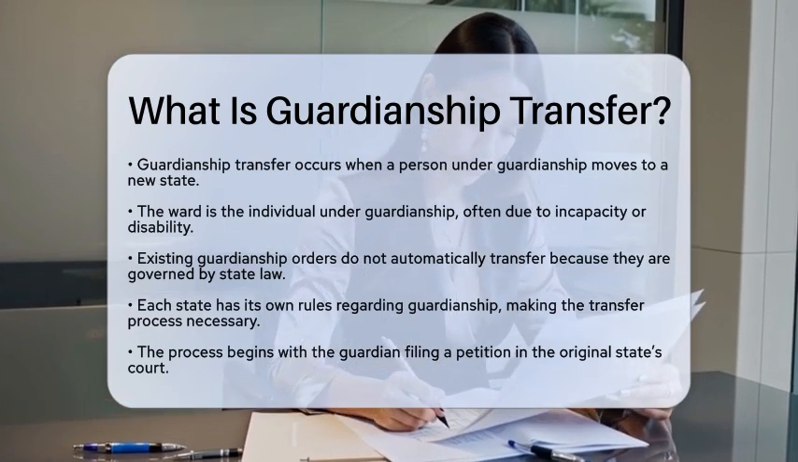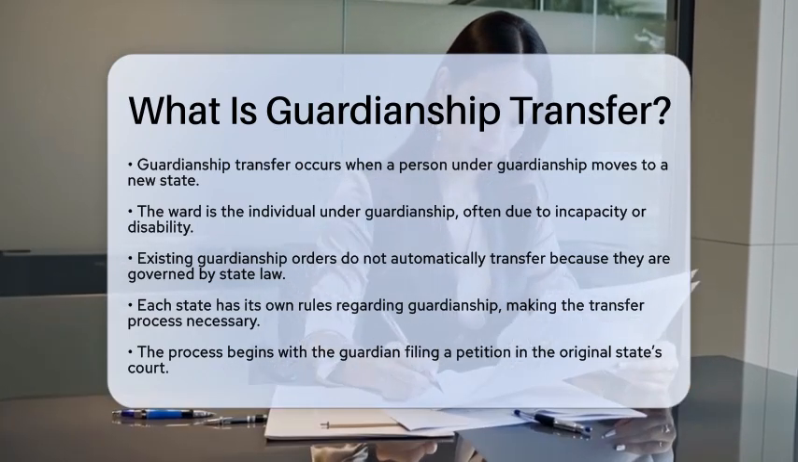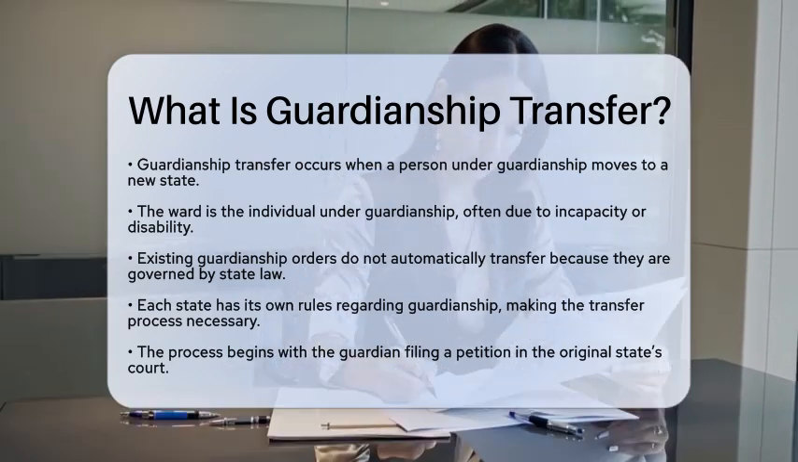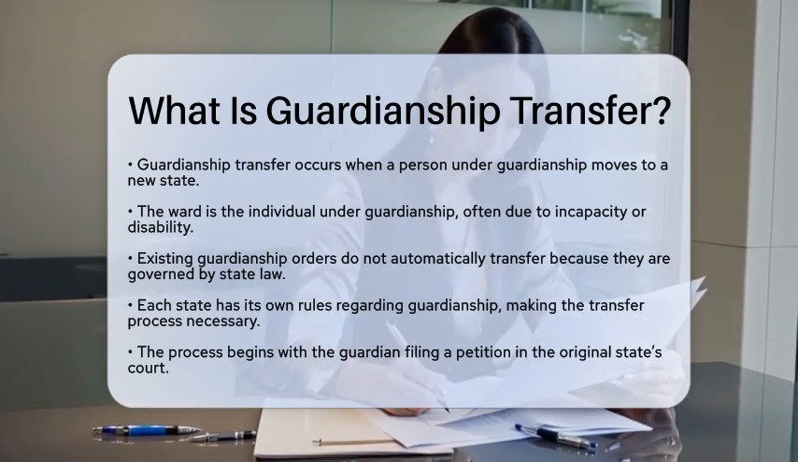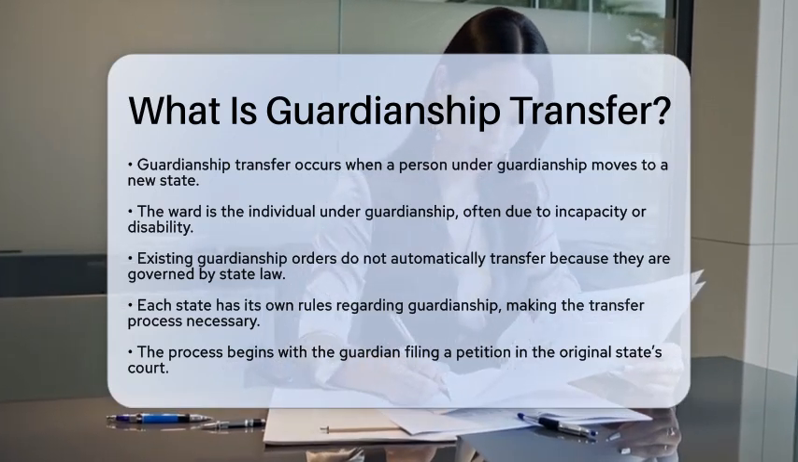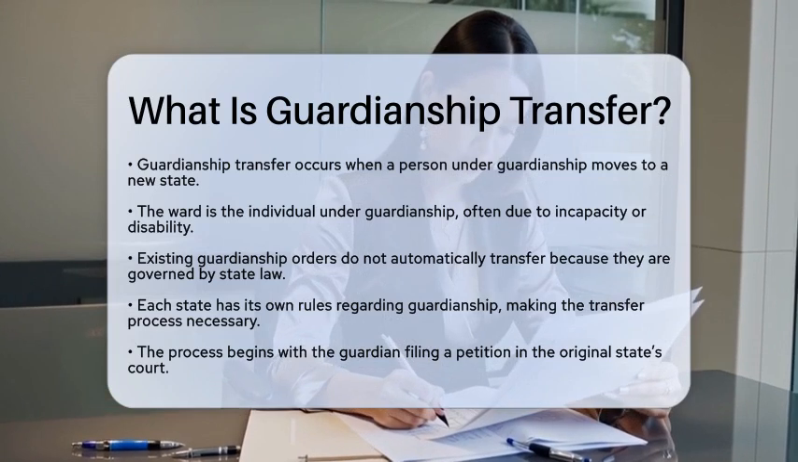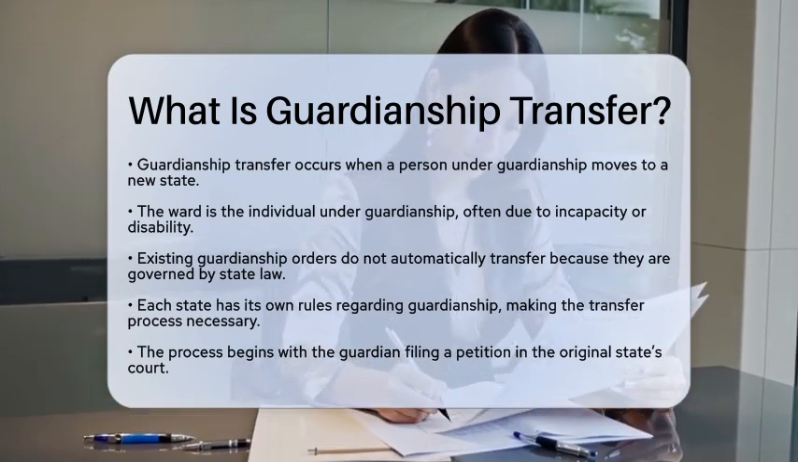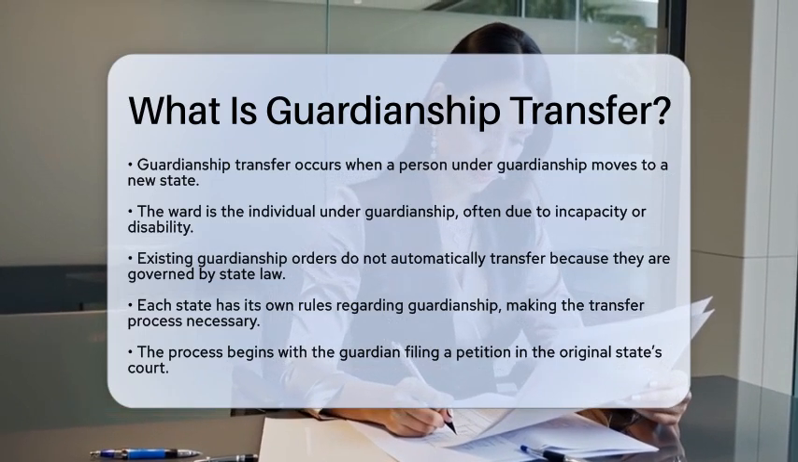The ward is the person under guardianship, often due to incapacity or disability. When a ward moves, the existing guardianship order does not automatically follow them because guardianship is governed by state law. Each state has its own rules, which can make the transfer process necessary. So, how does this process work?